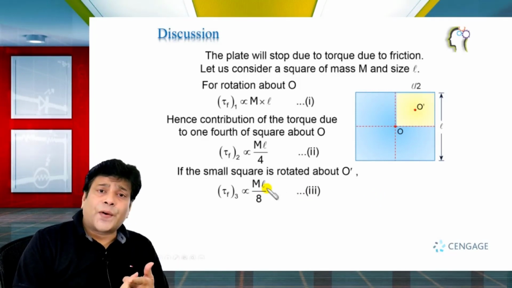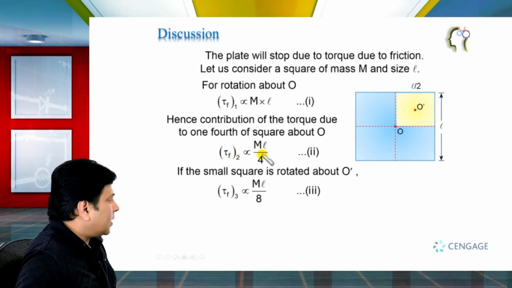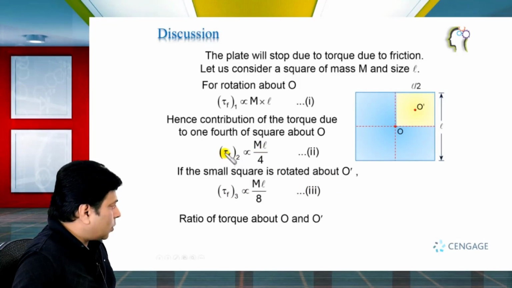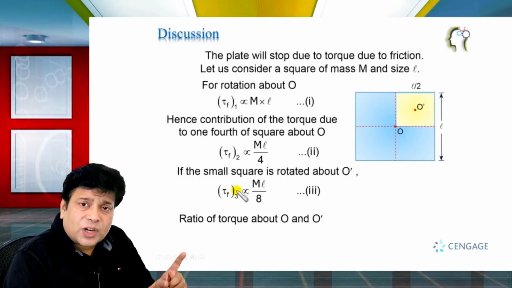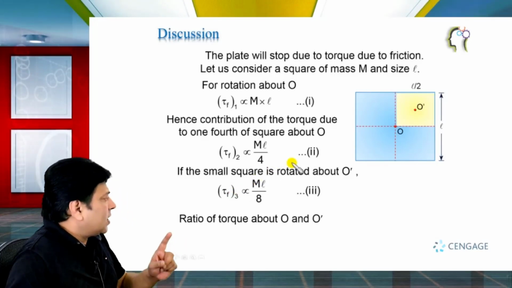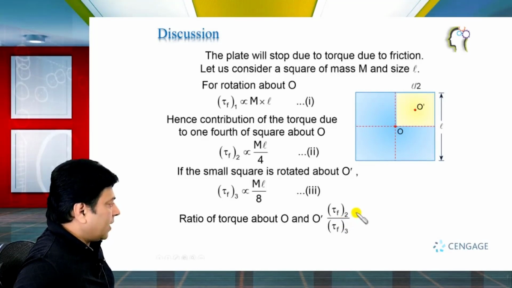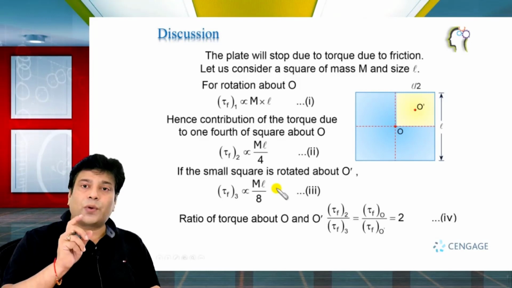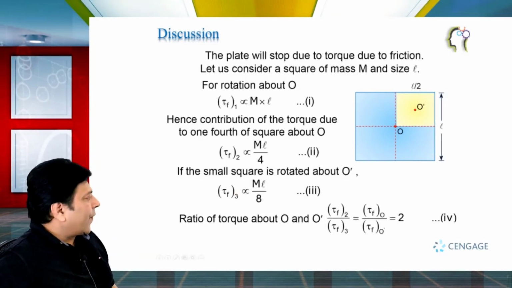Now let us find the ratio of the torque about O and O dash. So we need to divide this equation by this equation. We can write this ratio, the torque of the friction force in case 2 divided by the torque of the friction force in case 3, is equal to torque about O divided by torque about O dash, and this is equal to 2. Let this be equation number 4. Now let us move to our real situation.